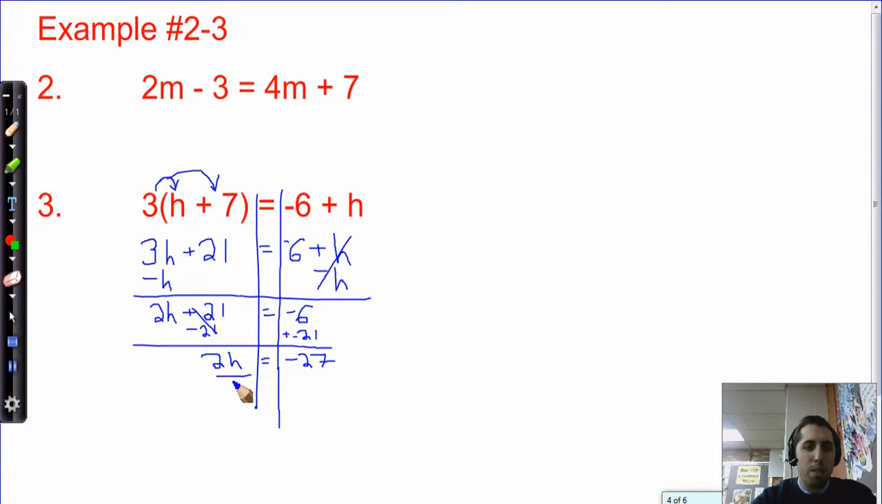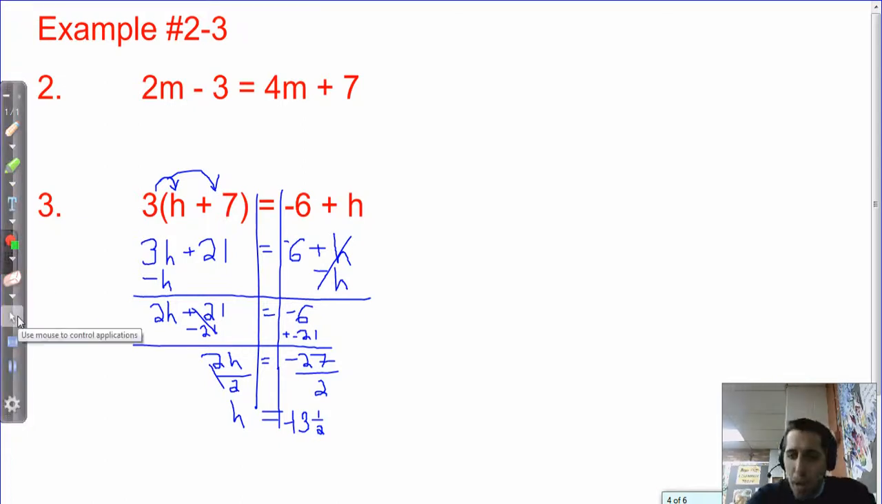Finally, we need to undo multiplication. How do you undo multiplication by 2? By dividing by 2. And h is going to be equal to -13.5, negative divided by positive is negative. There you go. Look for that distributive property. That distributive property is really going to help you to solve these.